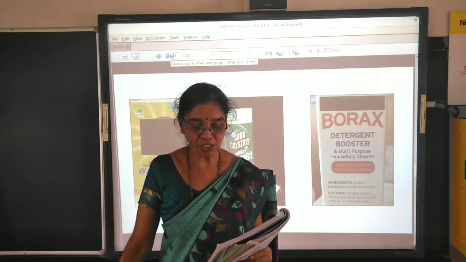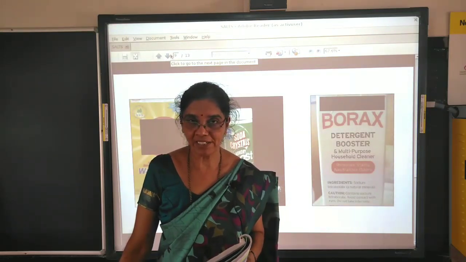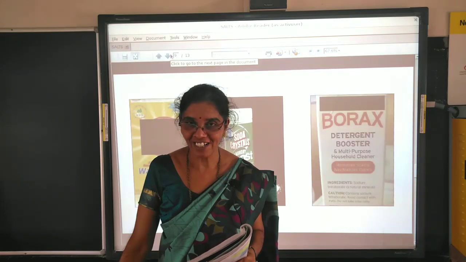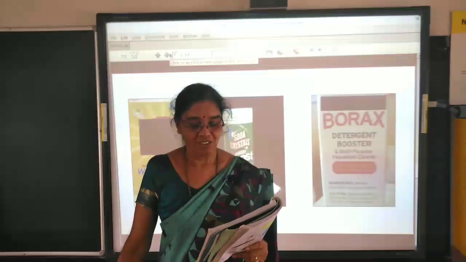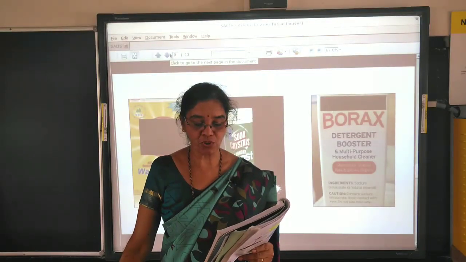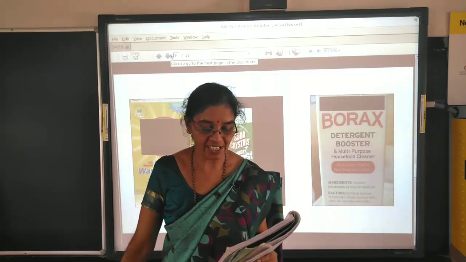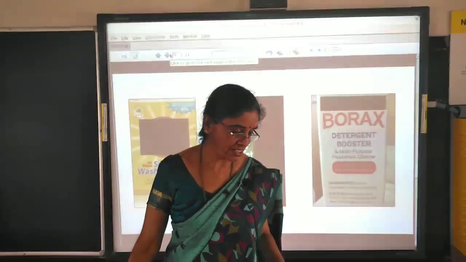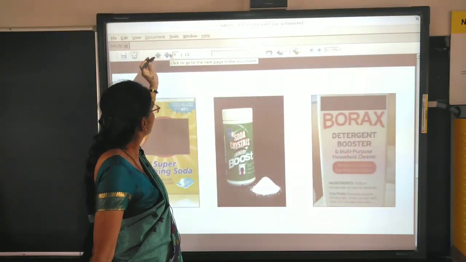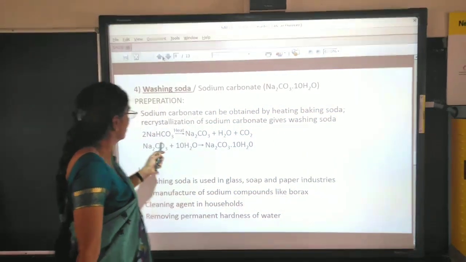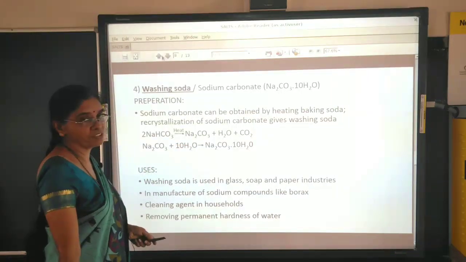Third one: name the sodium compound which is used for softening hard water. Baking soda, right? No, it is washing soda. Fourth one: what will happen if a solution of sodium hydrogen carbonate, that is baking soda, is heated? Give the equation. The equation is, you will get washing soda. When you heat it, this is the equation, the first equation. Sodium carbonate you will get.